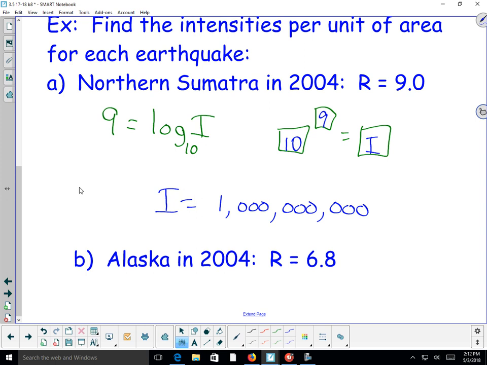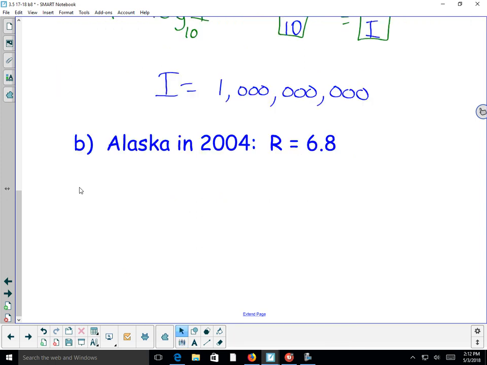Okay, so what about comparing it to another 2004 earthquake in Alaska? This one had a Richter scale rating of 6.8. So would you take a minute to figure out the intensity of this earthquake in Alaska?